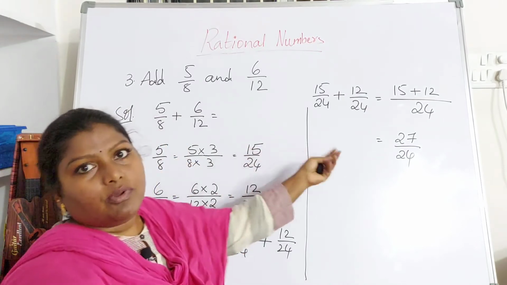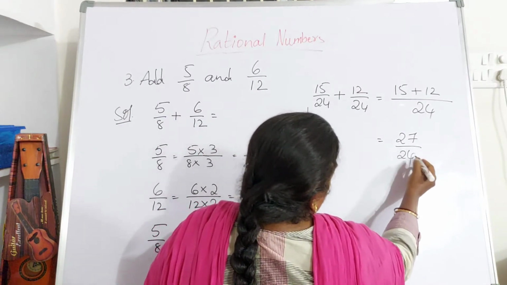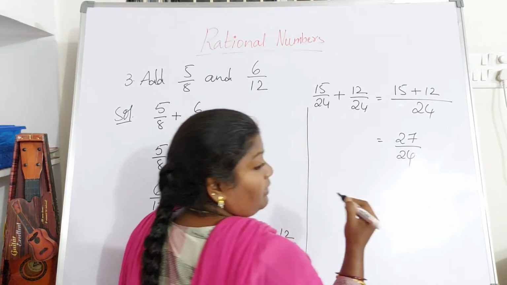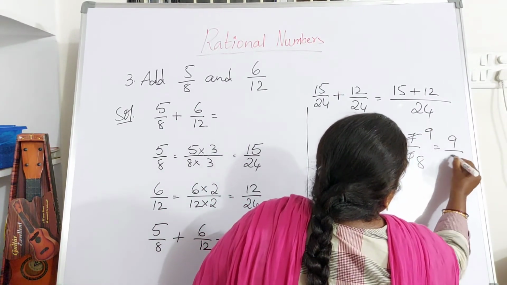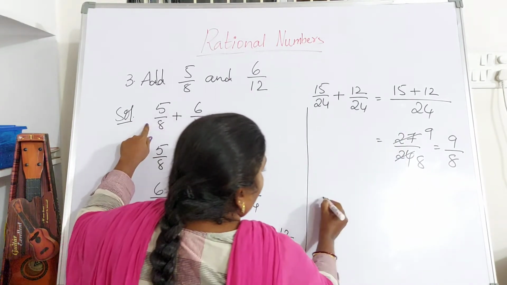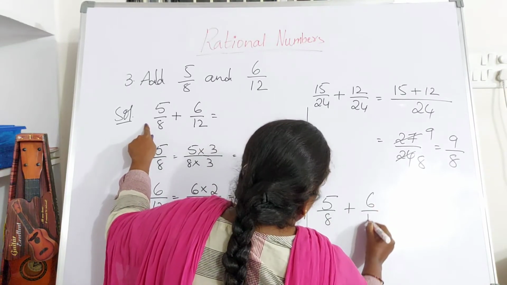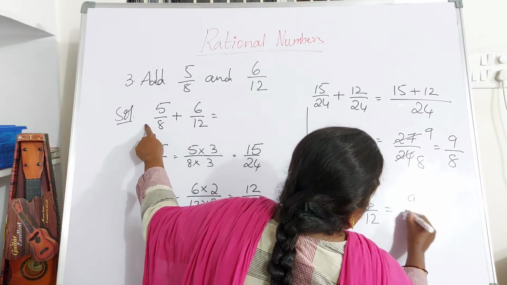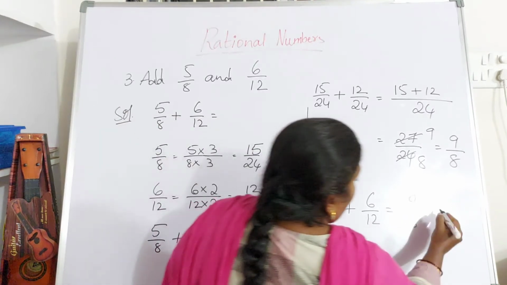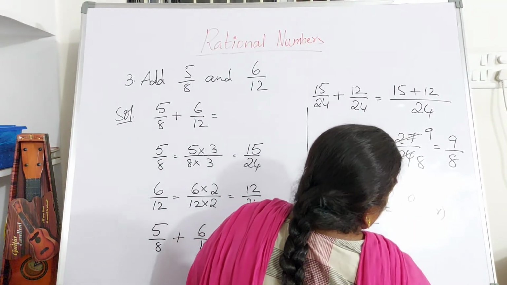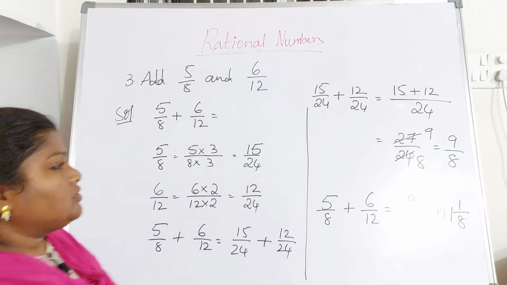Now here there is a possibility of cancellation. So you can cancel. These both are divisible by 3. 3 8s, 3 9s. So it is 9 by 8. So in the final one you can write 5 by 8 plus 6 by 12 is equal to 9 by 8. Now because 9 by 8 is an improper fraction, you can convert this into a mixed fraction, that is 1 1 by 8. Yes, hope you have understood.